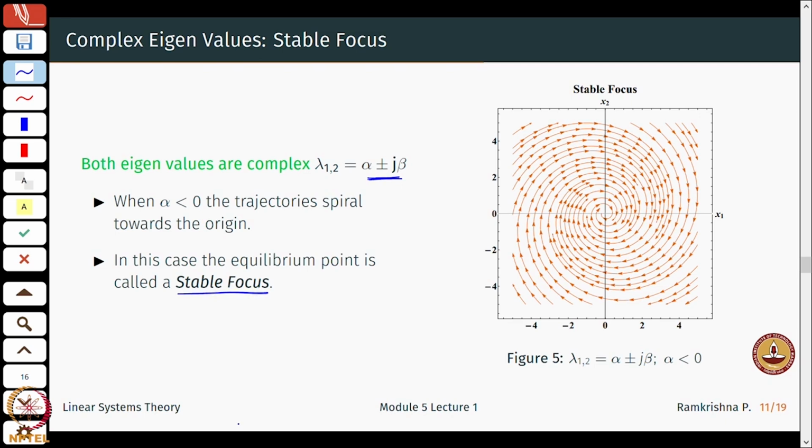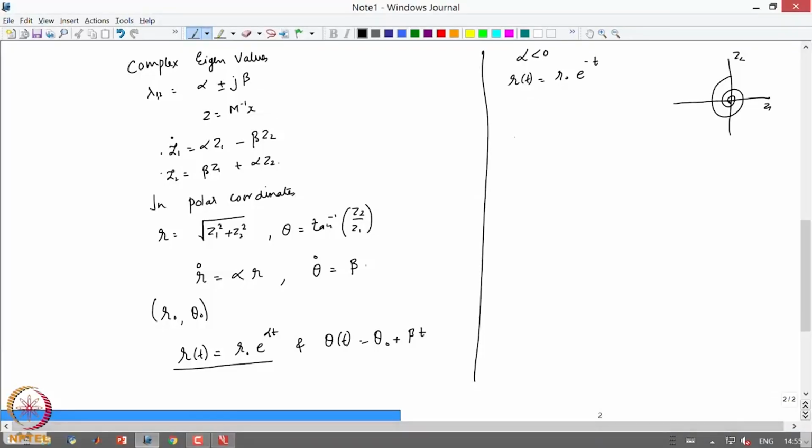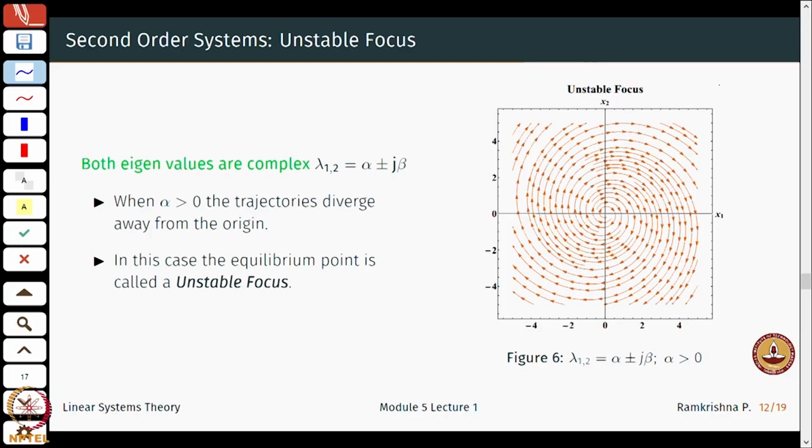Okay. Now, the same thing when alpha is greater than 0. Well, I just see from here that when alpha is greater than 0, r of t, which is r 0 e power alpha t, let us say alpha is 1, you see that the radius, starting from some initial radius, actually increases with time, in other words, it just spirals away from the origin. Okay. So, in this z1 z2 plane the direction of arrows will be away from the origin. In the earlier case, they will be towards the origin. Okay. In such a case, all the trajectories are going away from the origin. The equilibrium point is called an unstable focus.